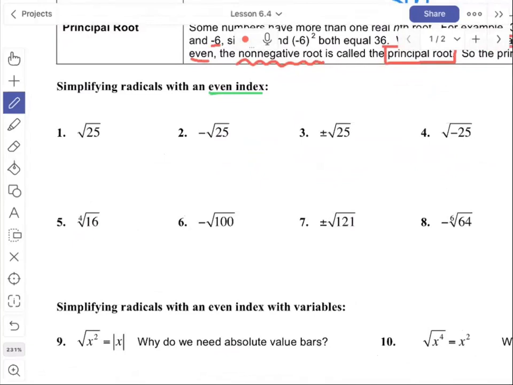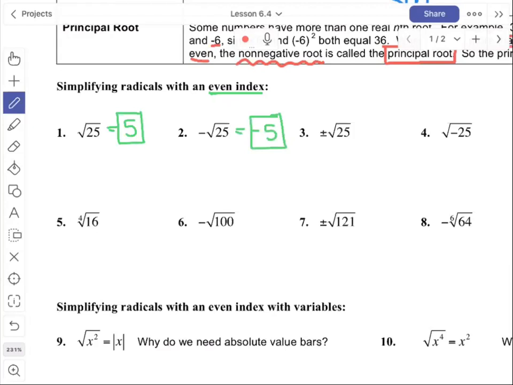All right, Jackson, start us off. Rad 25, what do we get? 5. 5, good job. That's it. Boom, done. That's the principal root of 25. Paolo, number 2. What is negative rad 25? What do you think that would be? -5. Perfect. That's how you get to the -5. You just put a negative out in front, and then you get the -5.